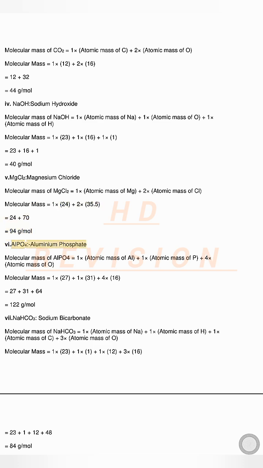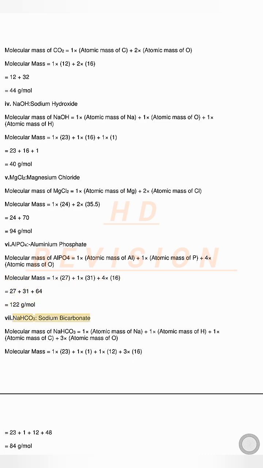AlPO4, aluminium phosphate. Molecular mass of AlPO4 equals 1 times atomic mass of Al plus 1 times atomic mass of P plus 4 times atomic mass of O. Molecular mass equals 1 times 27 plus 1 times 31 plus 4 times 16 equals 27 plus 31 plus 64 equals 122 grams per mole.